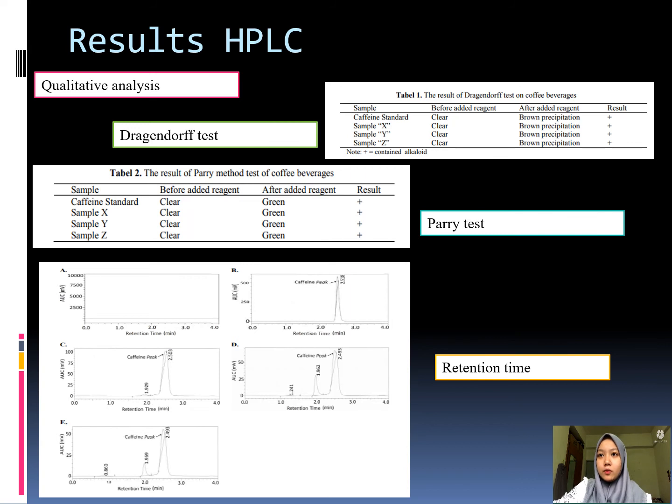The retention time for the caffeine standard is 2.518. The retention time for C, which is sample X, is 2.503. D is sample Y, so the retention time for D is 2.493. And lastly, E is sample Z. The retention time for E is 2.493, same as sample Y. As we can see, the retention time of the caffeine standard and the other 3 samples is relatively the same. Hence, we can conclude that all the samples contain caffeine.